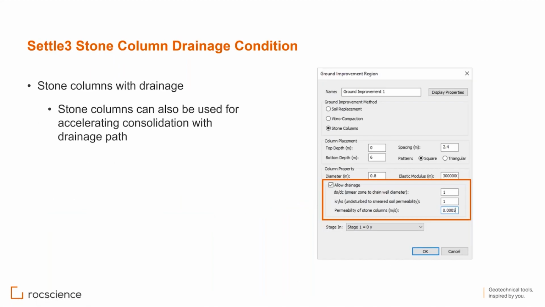Moving on to the stone column drainage condition. Stone columns with drainage can be enabled by the user selecting allow drainage in stone columns. And this can be used to accelerate consolidation with the drainage path of the stone columns.